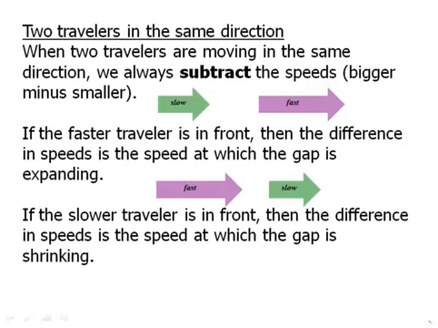If the slower traveler is in front, then of course the faster car is going to be gaining on it, and it's going to be catching up, and eventually it's going to pass the slower car. The difference in speeds is the speed at which the gap between them is shrinking. So again, we have to think about the details of the situation, think about shrinking and expanding, but as long as they're moving in the same direction, we subtract the speeds.